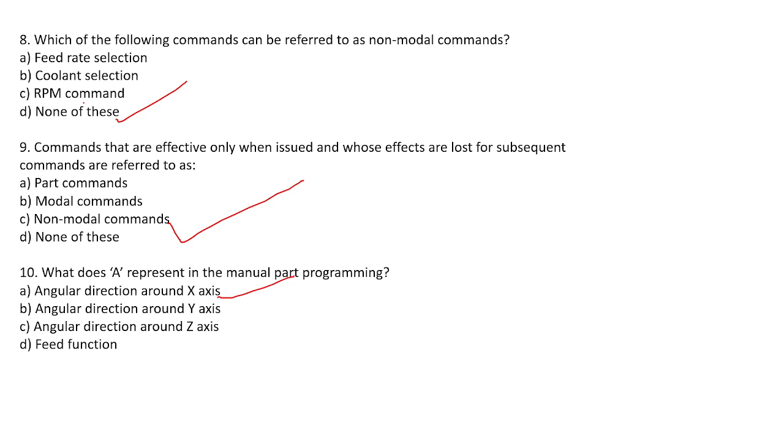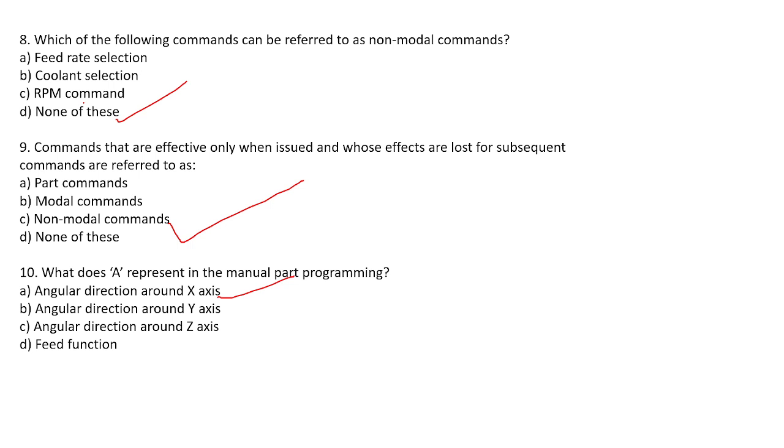Any angular rotation about the x-axis will be A. Anything about Y will be B. Anything about Z will be C. You can call it swiveling or angular rotation. And additional axes are also there. The x-axis parallel axis will be U, the y-axis parallel axis will be V, and the z-axis parallel axis will be W.